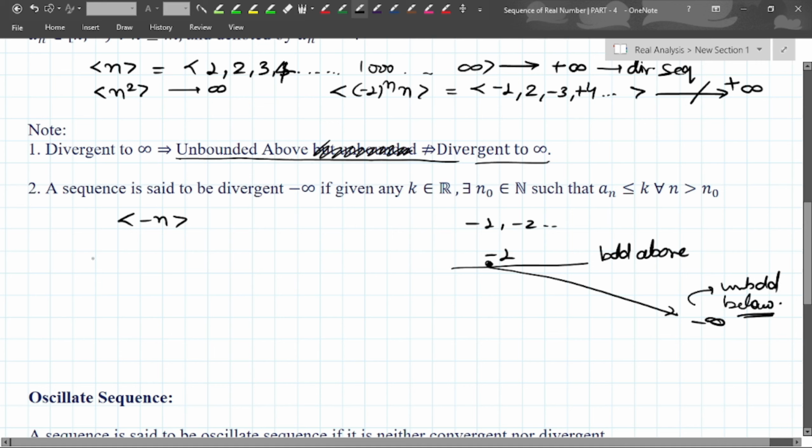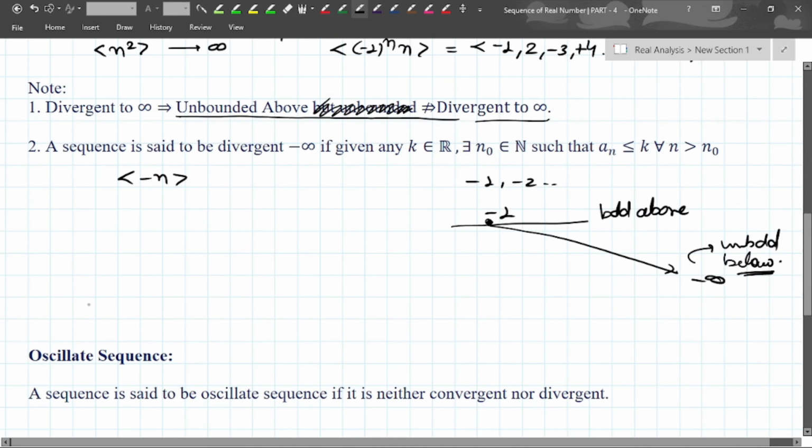This is the case here. Okay, so now these are some results, and these are the definitions of going to positive infinity and minus infinity. Again, minus n square will also go to minus infinity.